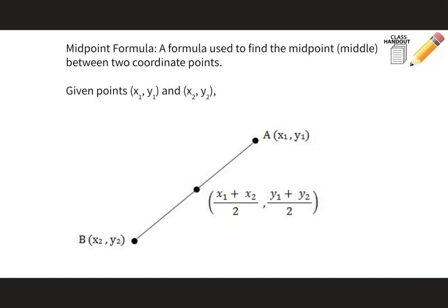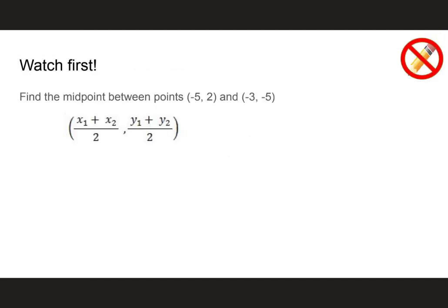So now let's talk about the midpoint formula. So the midpoint formula is a formula used to find the midpoint or middle between two coordinate points. So given points x1, y1, x2, y2, again, doesn't matter which one you label x1, y1, x2, y2. The midpoint formula, or the middle, is going to be the coordinate point x1 plus x2 divided by 2 and y1 plus y2 divided by 2. So since midpoint, we're finding a point, your answer is going to be listed as a coordinate point. So here's an example. So again, it doesn't matter how you label your points, you just need to make sure you plug stuff in the right place.